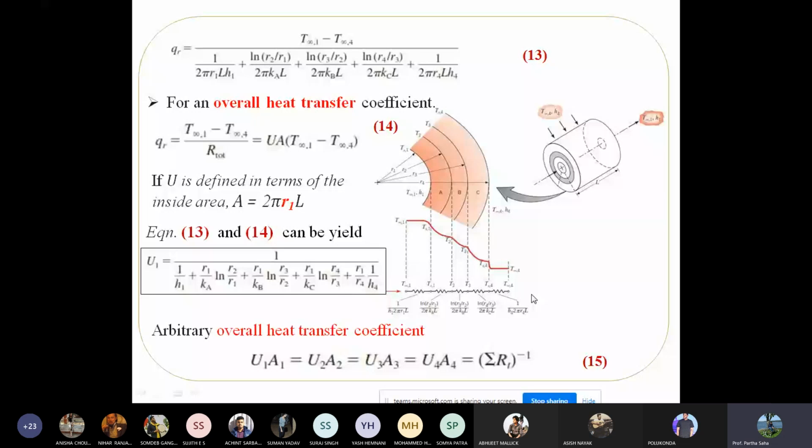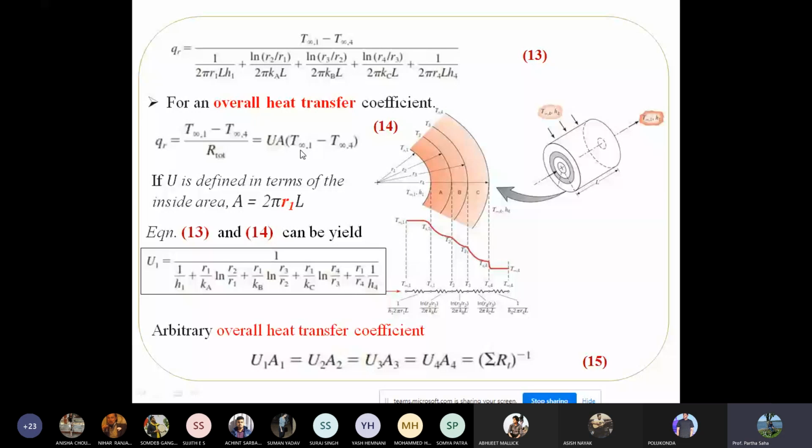You can see this formula has been written here. If you consider the overall heat transfer coefficient, then you can write the heat transfer as T infinity 1 minus T infinity 4 divided by R total. So R total will be this term, the denominator. It can also be written in this form with the overall heat transfer coefficient: U into A into T infinity 1 minus T infinity 4.